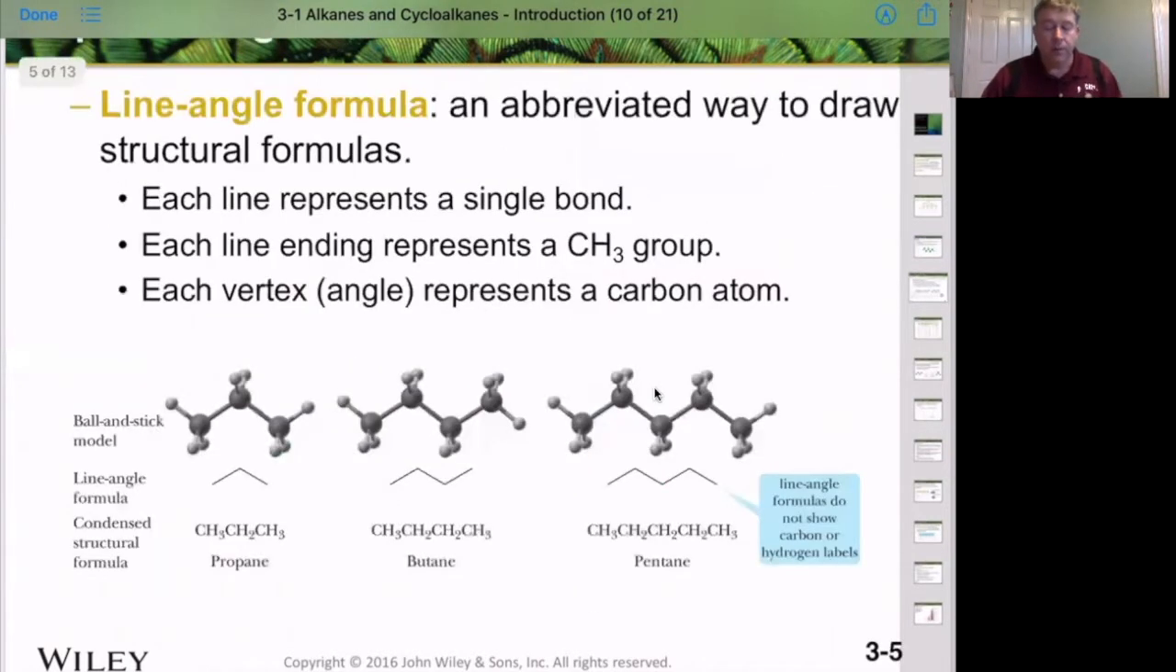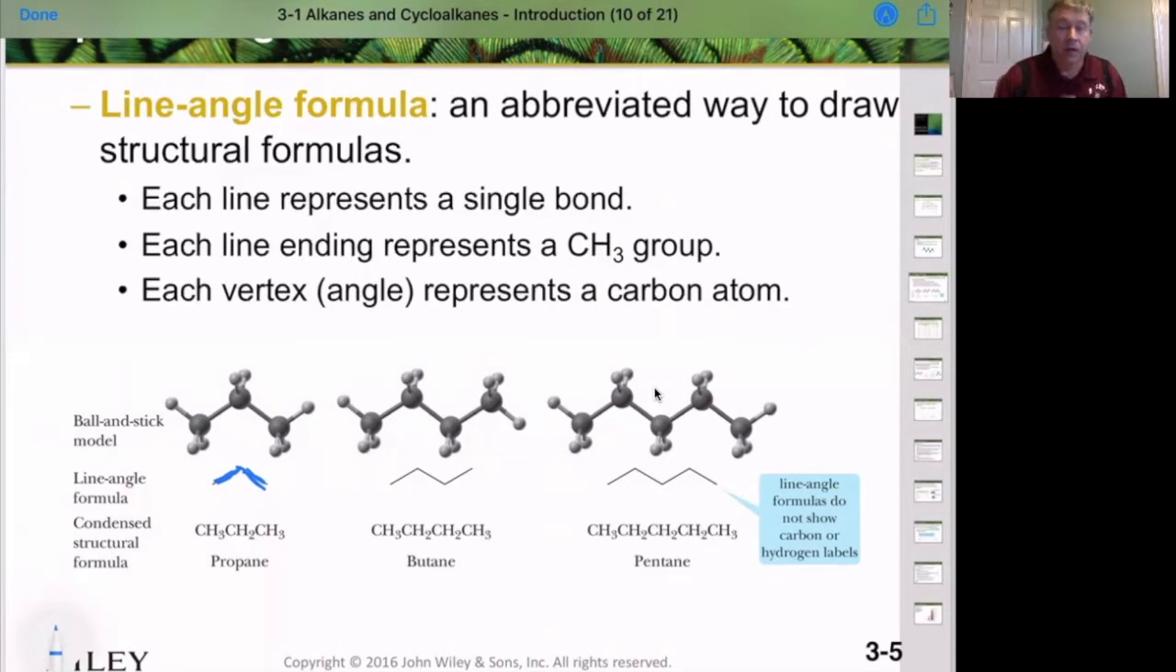When we draw these things, we can draw them out as CH3, CH2, CH2. However, it's a little hard. And so what we tend to do is use what we call the line angle formula, which is an abbreviated way to draw this. Each line represents a bond between two carbons, and the angle is the angle between the carbons that are bonded to it. If there are no other atoms drawn, we assume that the hydrogens fill in the other bonds available.